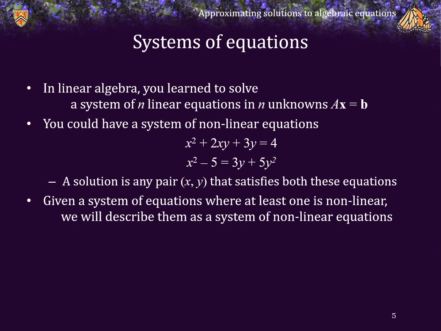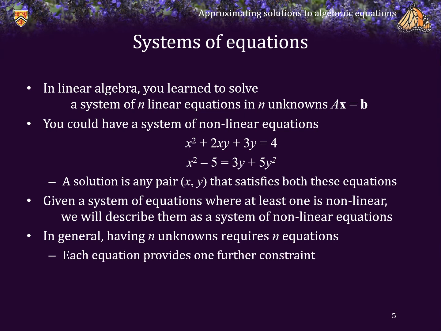Now, given a system of equations where at least one of those equations is nonlinear, we will then describe the entire system as a system of nonlinear equations. And in general, if you have n unknowns, you will require n constraints. That is, you will require n equations. Each equation essentially provides one additional constraint on one additional variable.